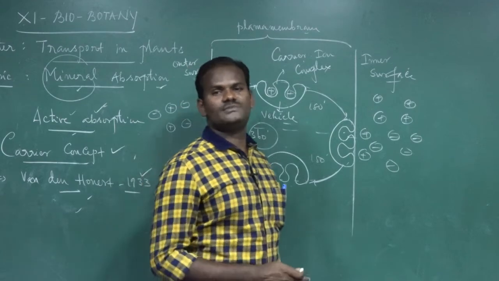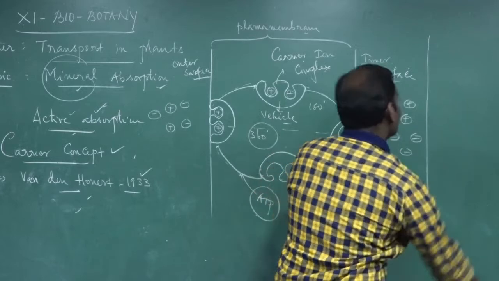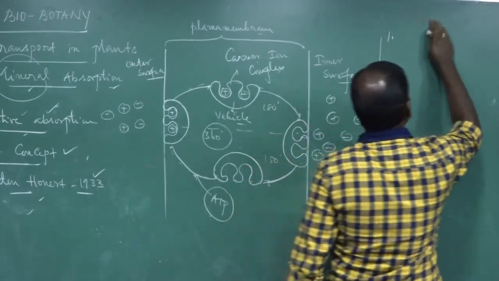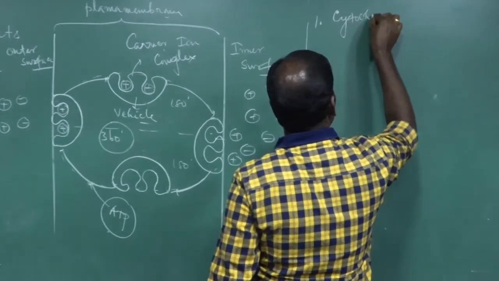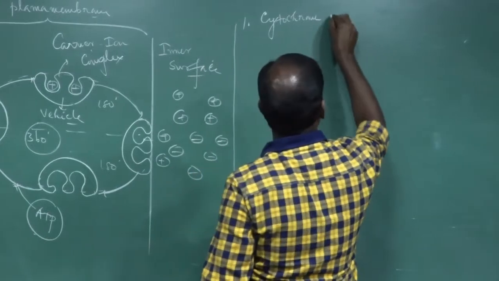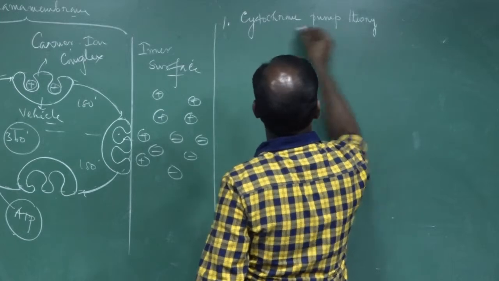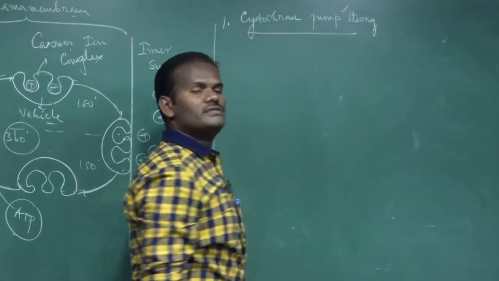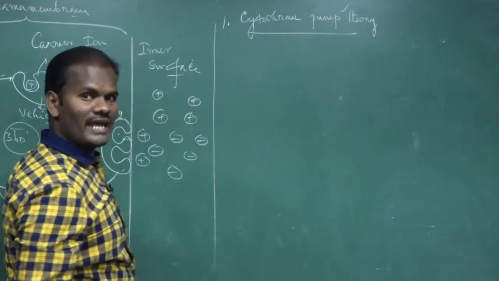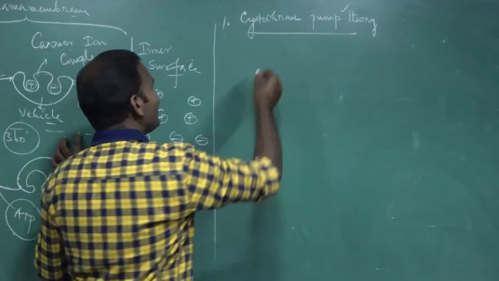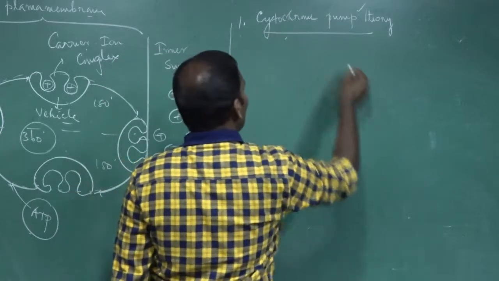This carrier concept can be explained through two theories. One is the cytochrome pump theory. Another one is the protein lecithin theory. I will explain one by one. The first one is the cytochrome pump theory.